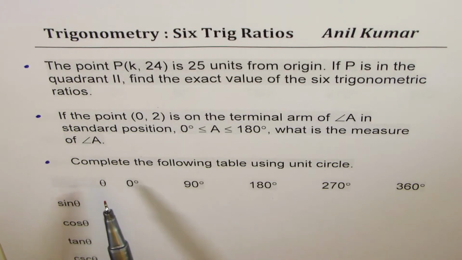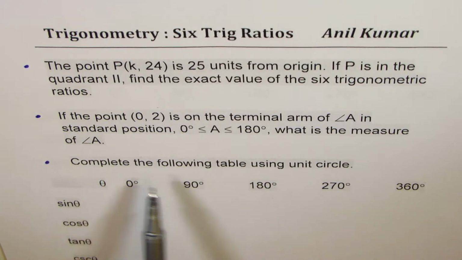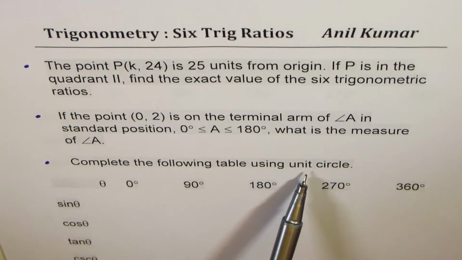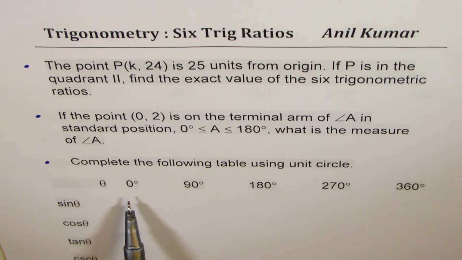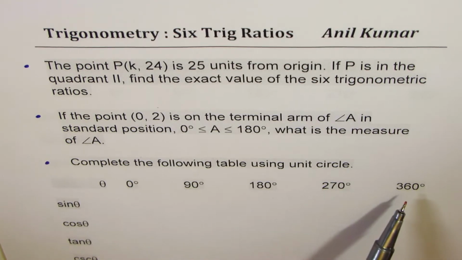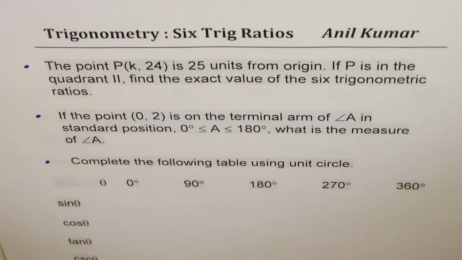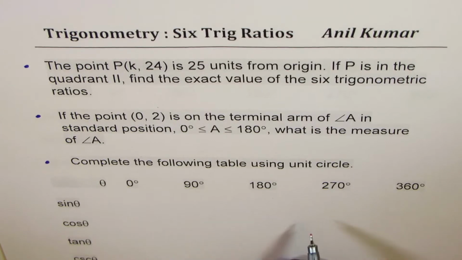That's a thinking question. Now here's a knowledge-based question. You have to complete the following table using unit circle. That is for 0 degrees, 90 degrees, 180 degrees, 270 degrees and 360 degrees. Find the value of 6 trigonometric ratios, right? So we'll take them one by one.